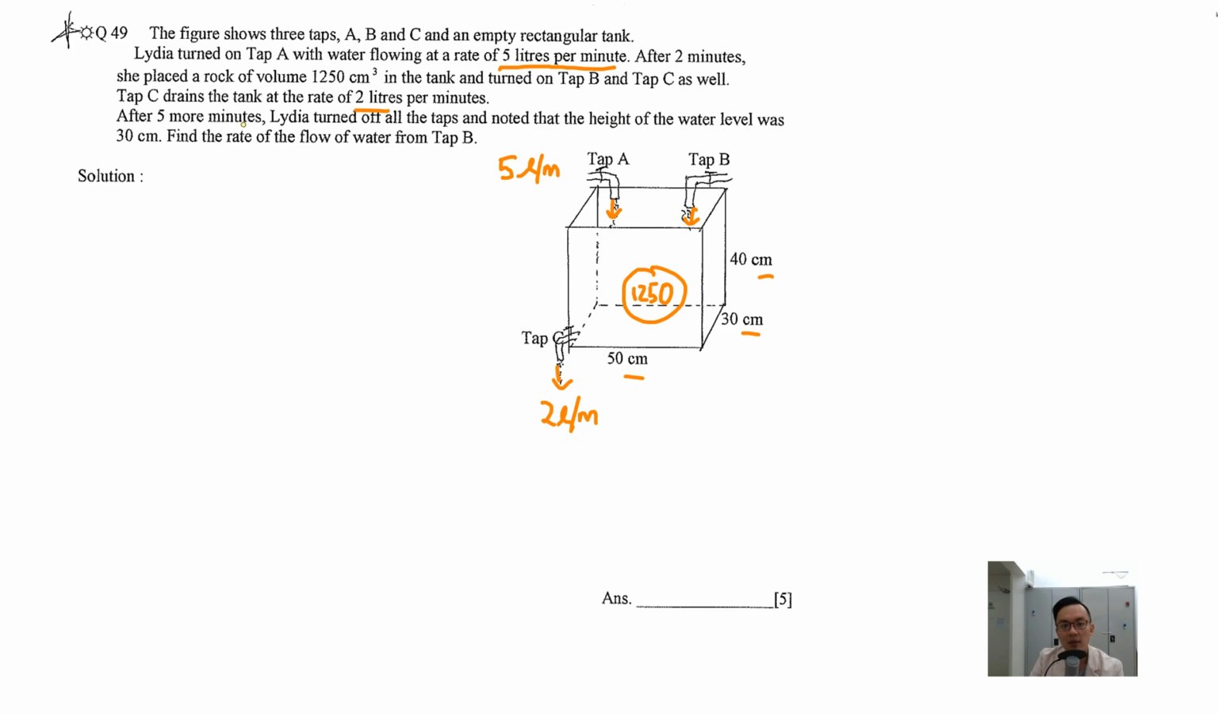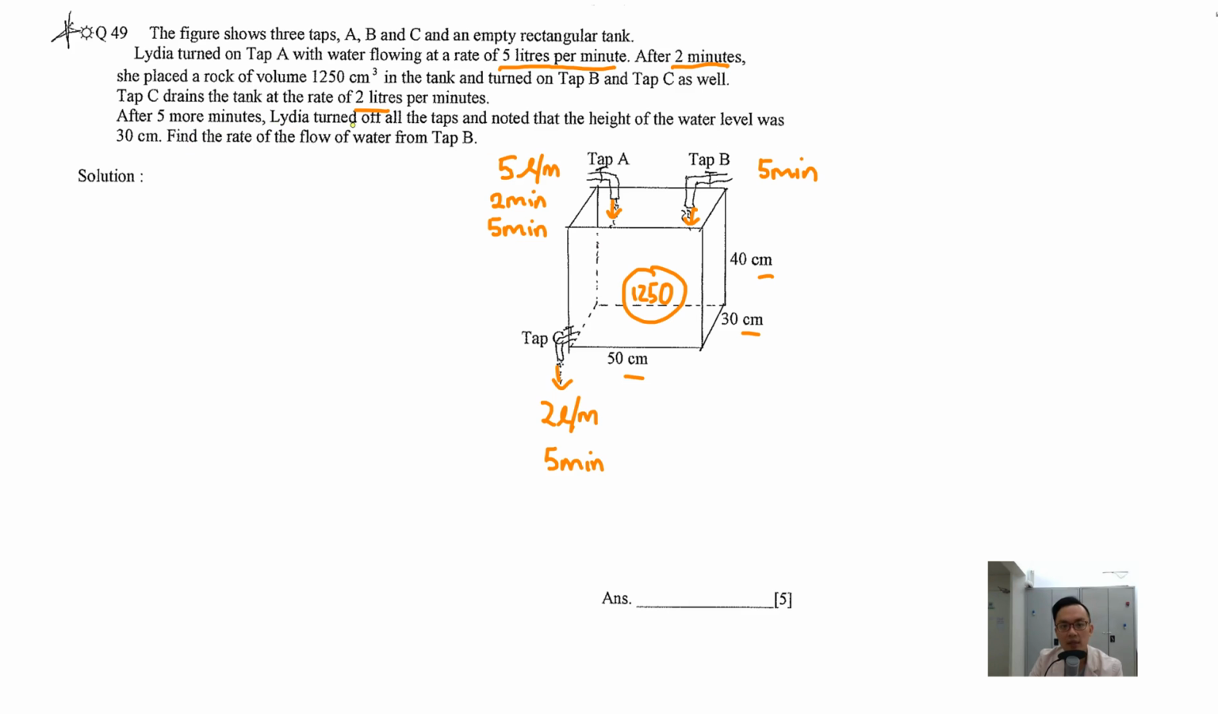After 5 more minutes, so I'll just write here 2 minutes. All right, 2 minutes is from here. After 2 minutes, she placed a rock of volume. So 5 liters per minute went for 2 minutes. After 5 more minutes, Lydia turned off all the taps and noted that the height of the water was 30 cm. So 5 more minutes, right? So it's 5 minutes, and 5 minutes, and another 5 minutes.